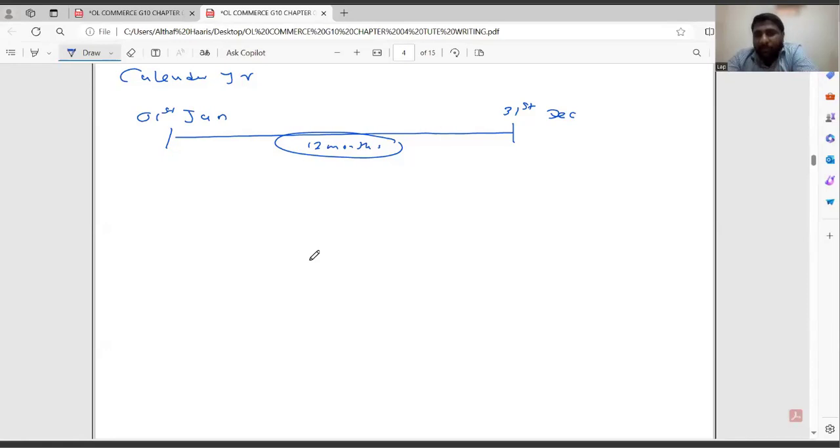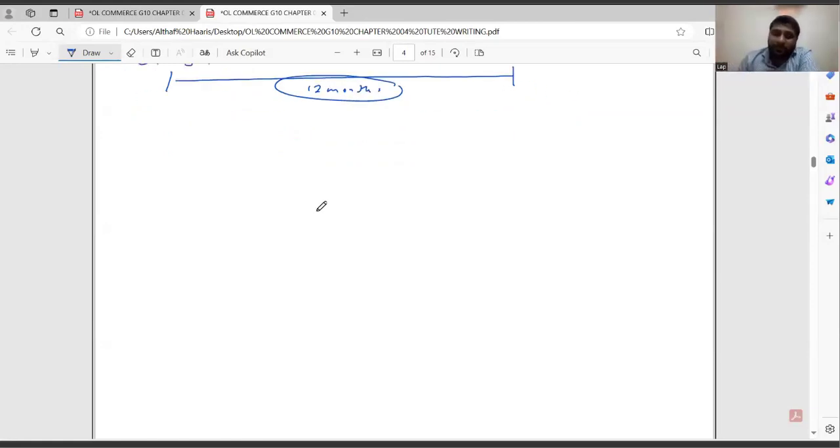When is the year starting for you people? Muharram. We say Sinhala and Tamil New Year starts when the sun moves from Pisces to Aries. That's the first day. Likewise, now this is 1st January to 31st December. This is the English calendar. In the accounting world, the calendar year is something else. In the accounting world, we call it a financial year.